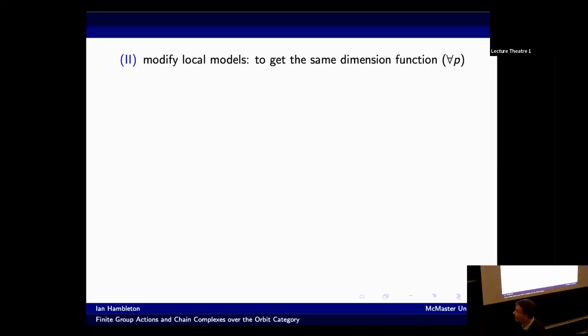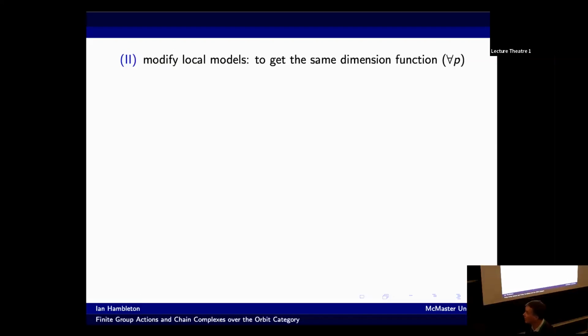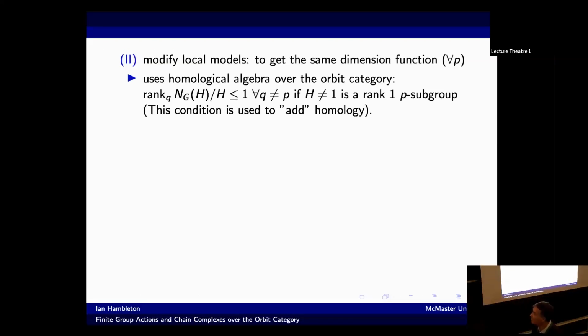So as you vary the prime P, the dimension function that occurs for the model at P might be totally different from the dimension function that occurs for another prime Q. The spheres could be actually in different places. So in order to make them the same, you need to find a way of adding and subtracting homology from projective chain complexes to make the dimension functions the same. So that was the next step, modifying the local models to get the same dimension function.